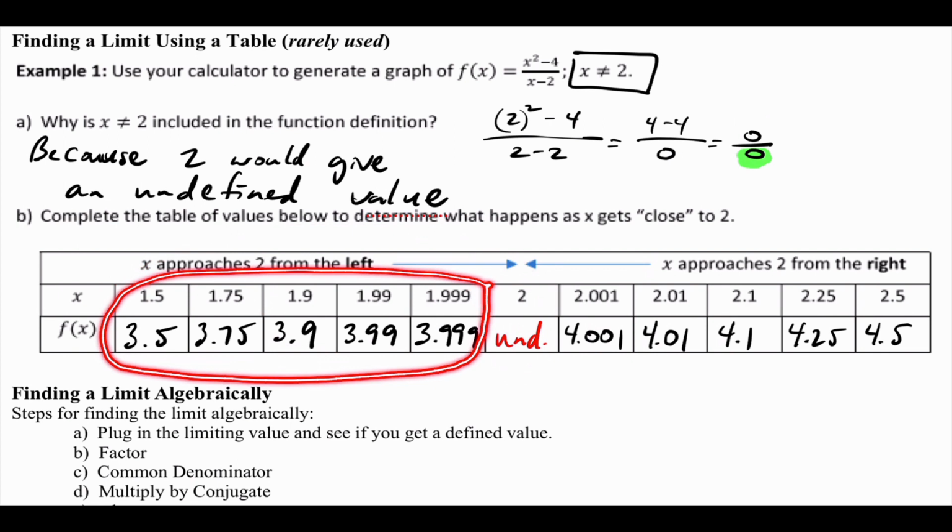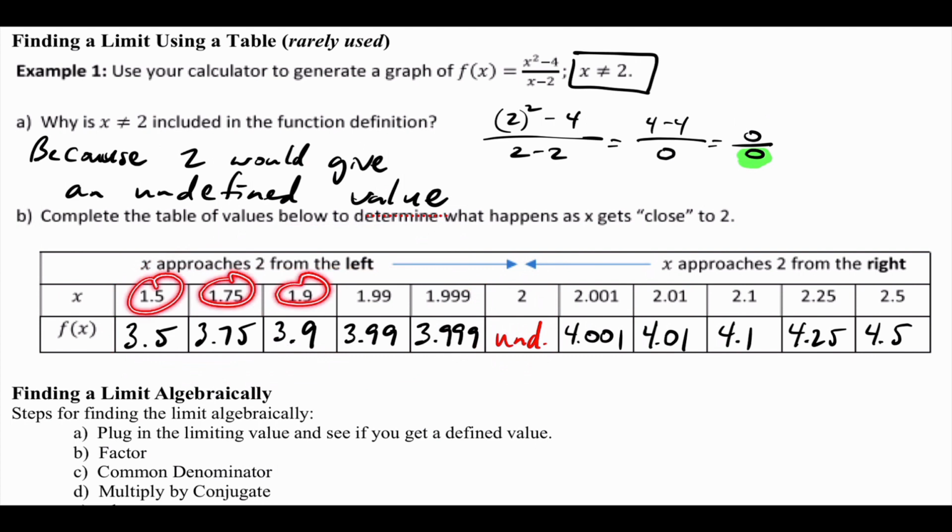F of x is always 2 more than x. So it looks like the relationship between x and y is just 2, right? We're just adding 2 to get from x to y. Good. What else? More specifically here. What's going on here as I do this?